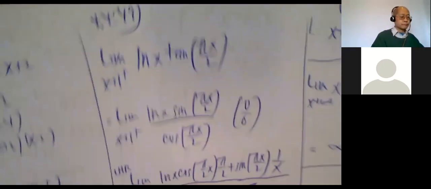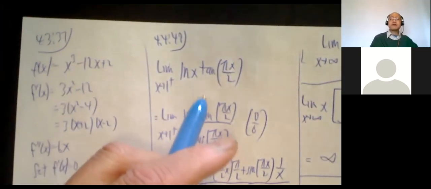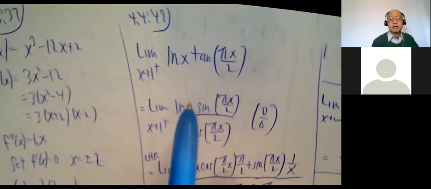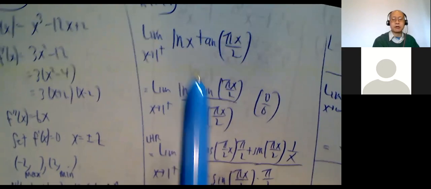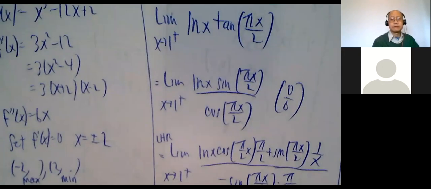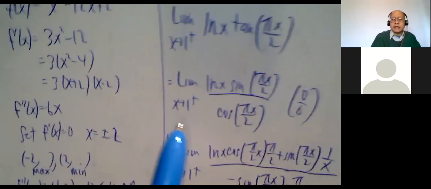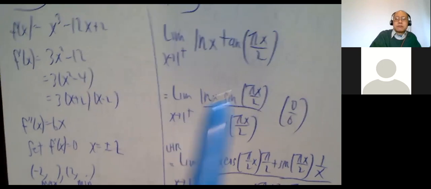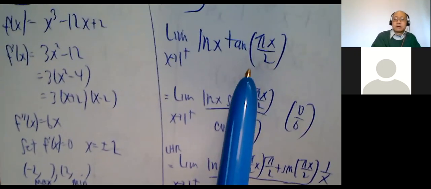Fortunately, tangent itself is a quotient. It's sine over cosine. So I don't do the same game as I did before, trying to sneak something in below. Tangent, write it as sine over cosine, and there's a quotient. Now it said limit as x approaches 1 from the right. Well, let's see. I know ln of 1 is 0, so that wipes all of that out.